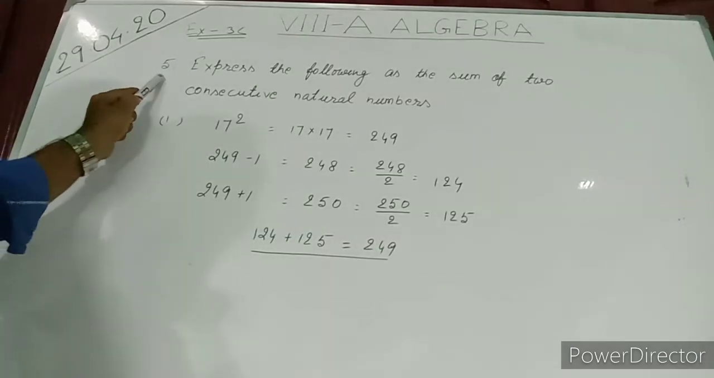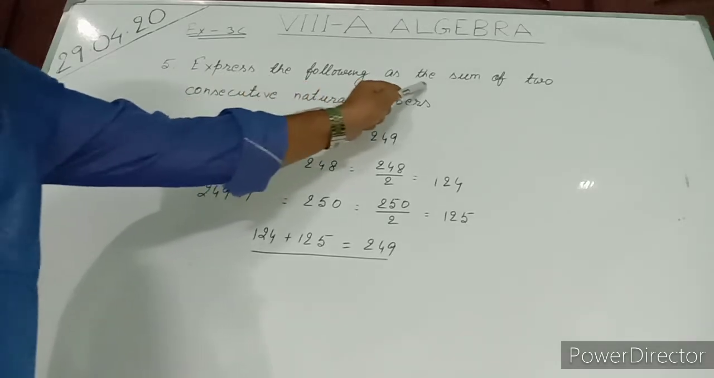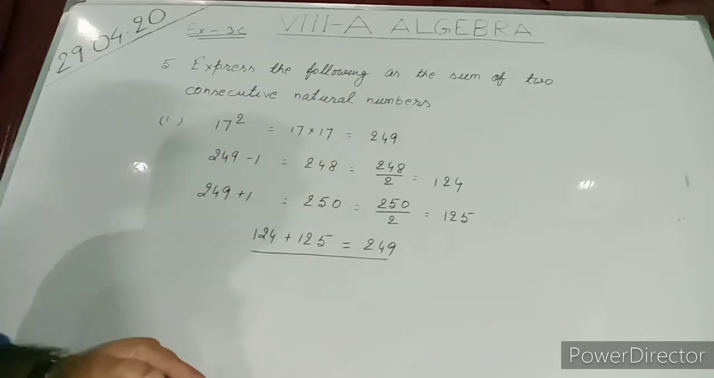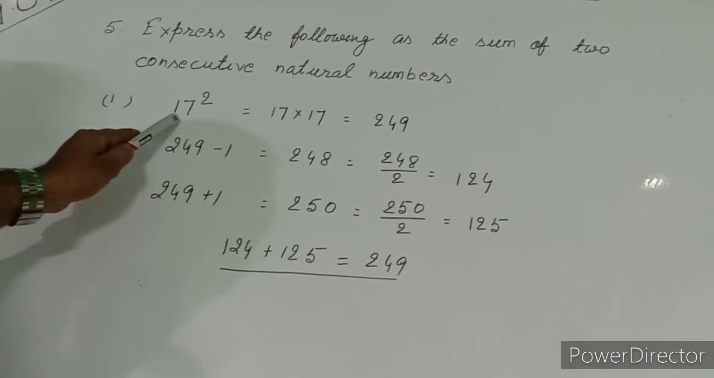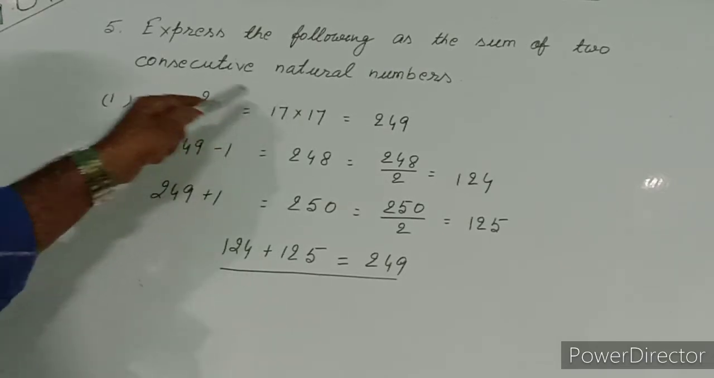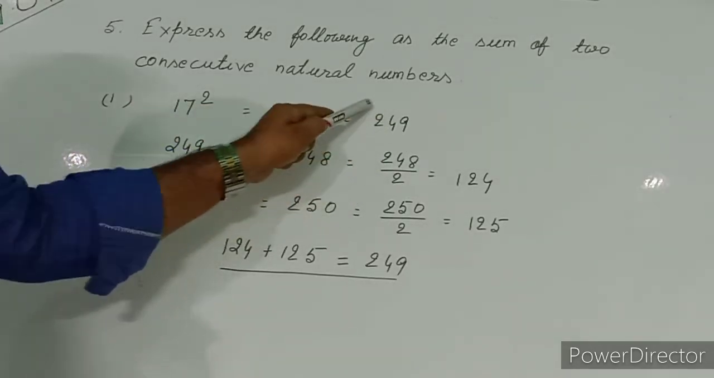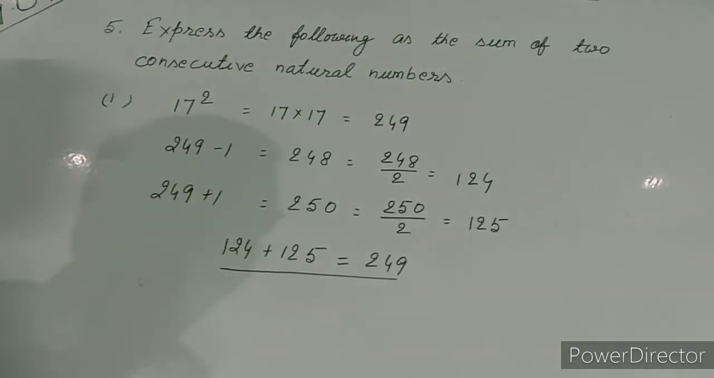Now question number 5. Express the following as the sum of two consecutive natural numbers. That number is 17 square. This is the question. We are asked to write the square of this number as the sum of two consecutive numbers.